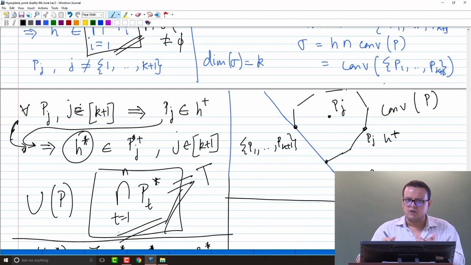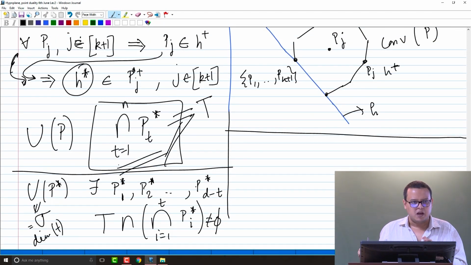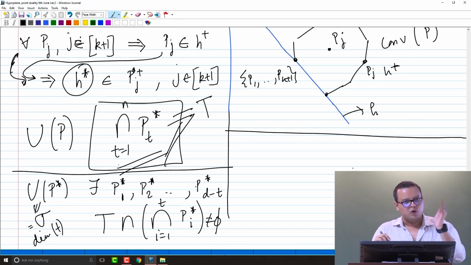How do I generate faces of a convex body? I need a supporting hyperplane. Here I am getting the vertices, but these vertices have to lie on some hyperplane. Here, if I take the dual, I get the corresponding vertices, but I have to show there exists a hyperplane on which only these vertices lie, right? How do I do that? Any guess?